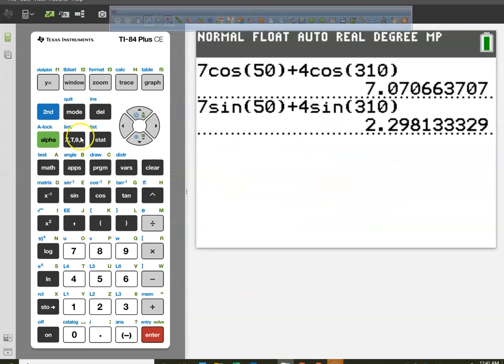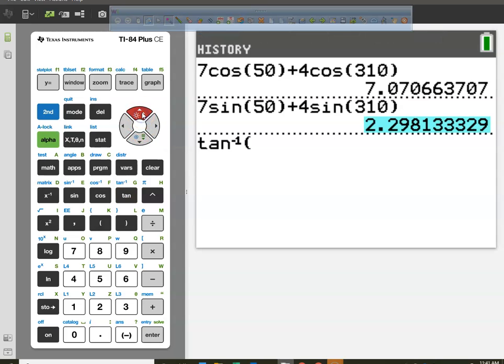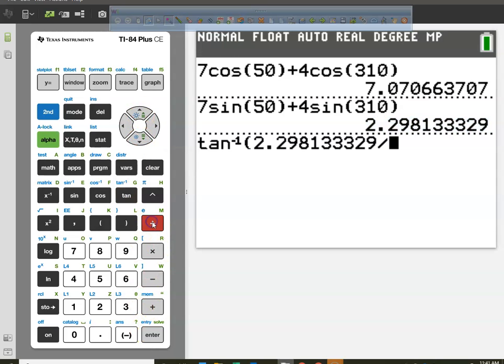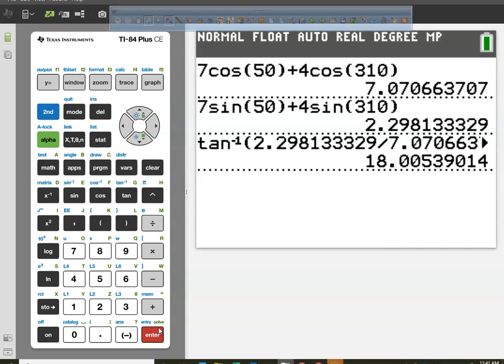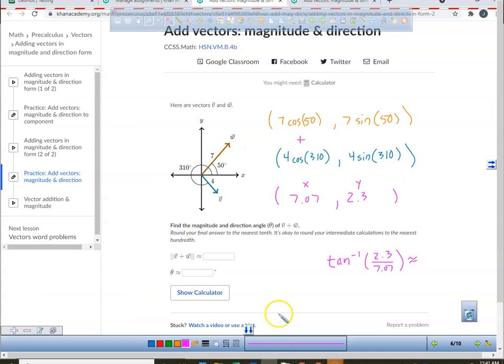So we're going to go second tangent, going up, getting my y component, dividing it by my x component, because that's what I do every single time. And I get 18. And since it's rounding to the nearest tenth, that's just 18. So I'm just going to put in 18.